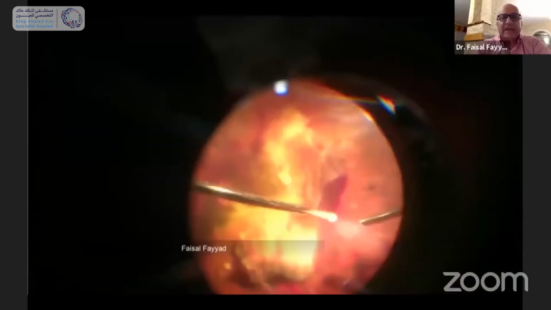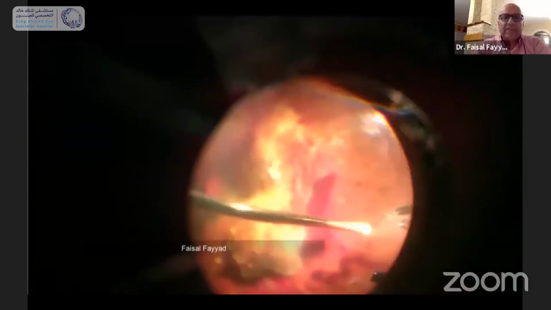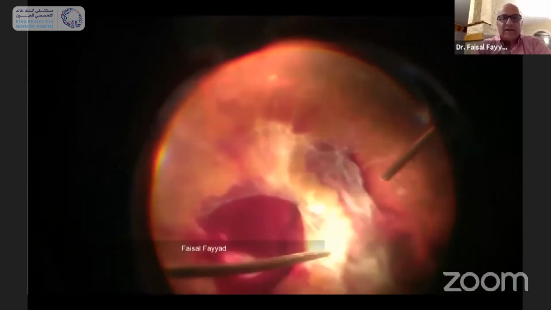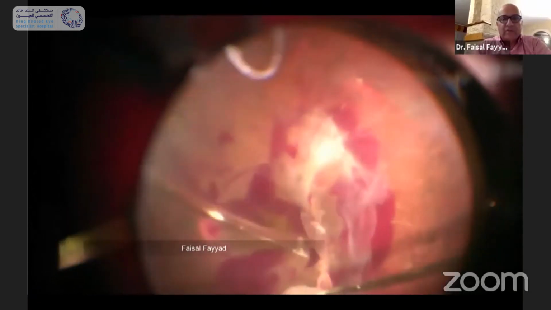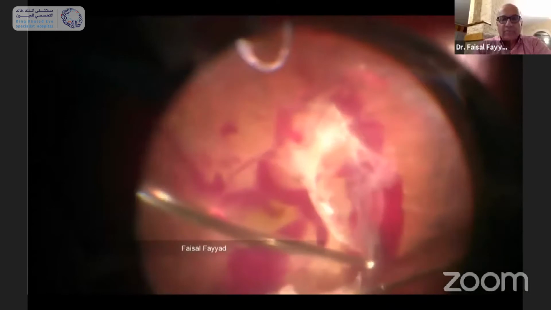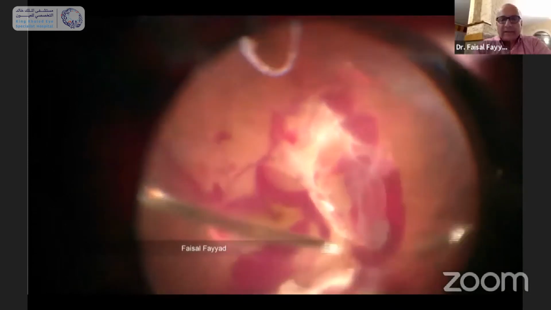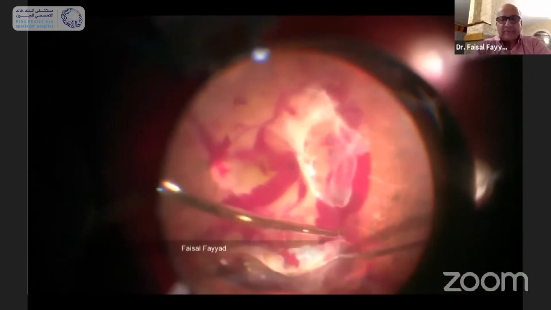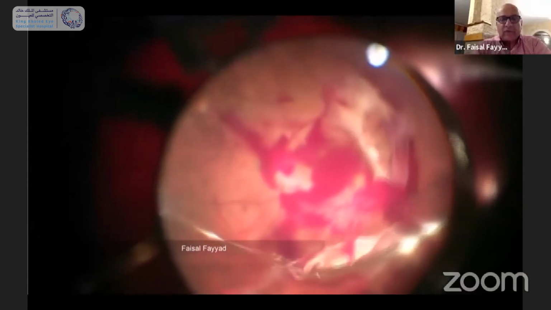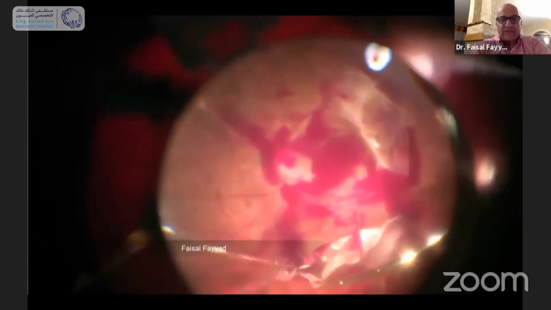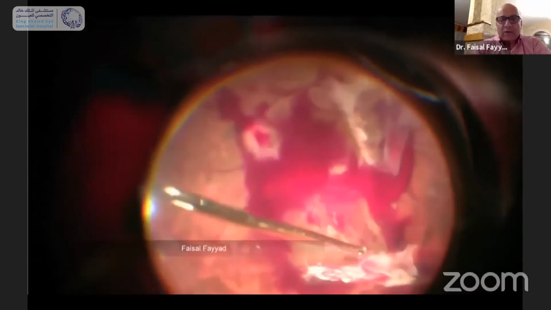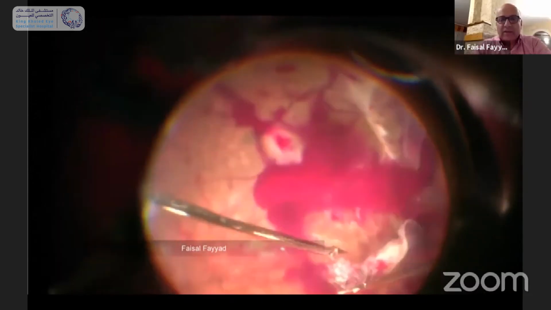This is my second case. This is a single eye patient, a young man in his early 40s. You can see here the ugly proliferation over the posterior pole. I segment, then I do delamination. I think it's much safer to do by manual surgery rather than with the cutter itself.